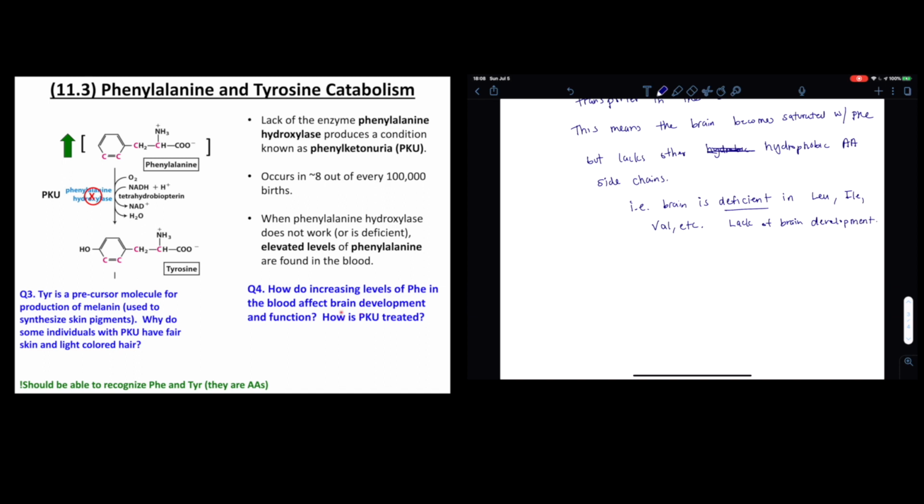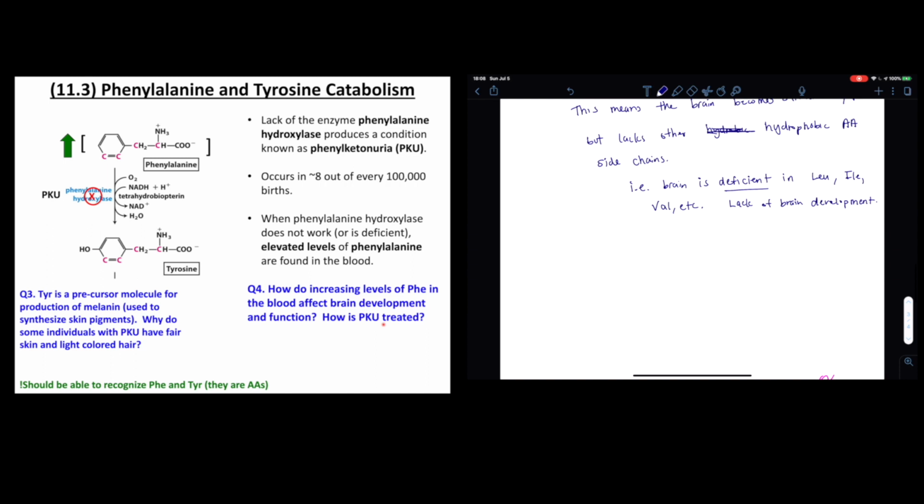Okay, and how is PKU treated? Well, PKU is treated, as you probably guessed, by a low phenylalanine diet and in general a low protein diet, because proteins contain some amounts of phenylalanine, okay?